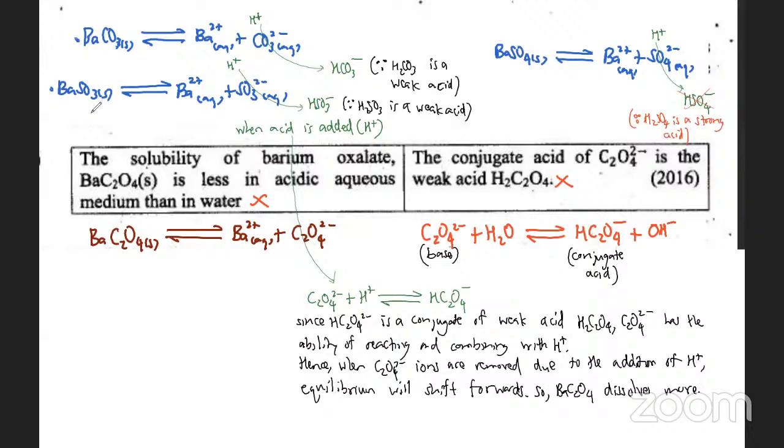So barium carbonate, barium sulfite, barium oxalate, they can dissolve in acidic medium, but not barium sulfate. Same goes with silver chloride. If you take silver chloride, chloride will be released. Chloride can't combine with H plus. Silver bromide, silver iodide, all of them are like that, because H plus Br minus is HBr, which is a strong acid. HI is also a strong acid, but silver fluoride, AgF, can dissolve in acid because F minus is the conjugate base of HF, which is a weak acid. So likewise, done.